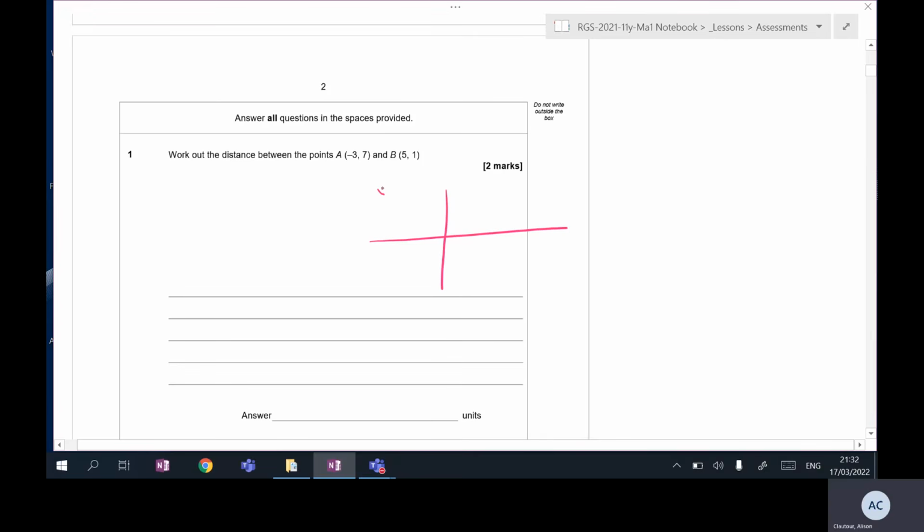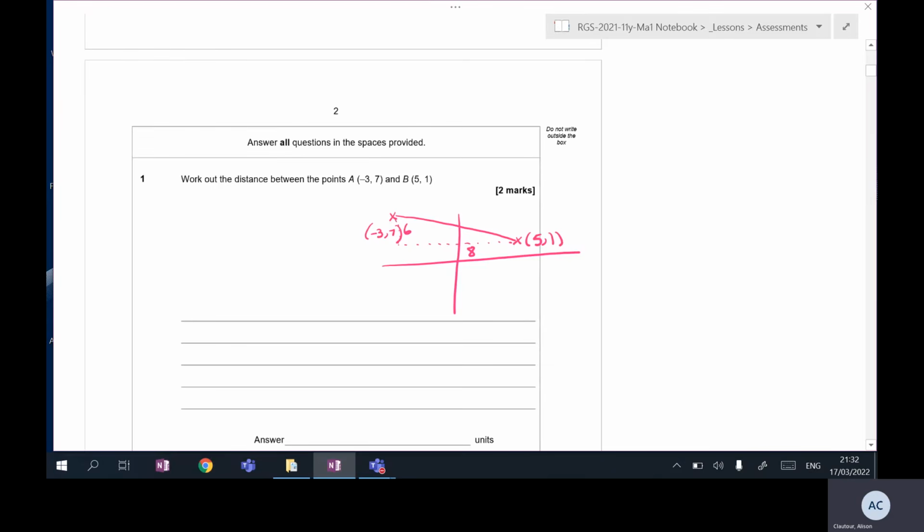So minus 3, 7 is roughly over here. And 5, 1 is roughly about there. Okay, and we're looking at the distance between those 2 points. So if I think about the distance between the x coordinates, I'm going from minus 3 up to 5, so I've got a distance of 8. And for my y coordinates, I've got from a y coordinate of 1 up to a y coordinate of 7, so I've got a distance of 6.